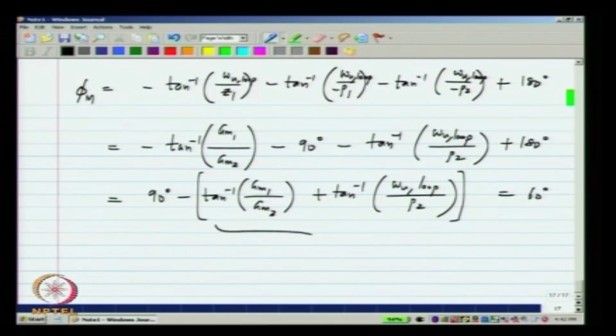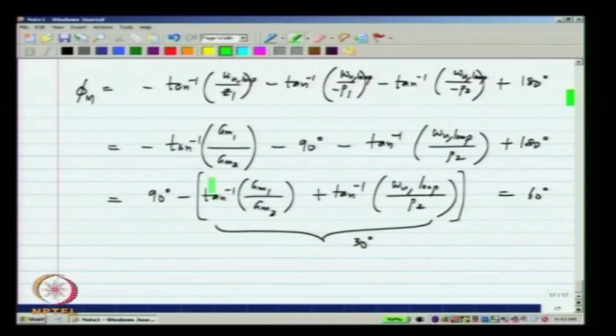So, what does this mean? The sum of these two should be 30 degrees. Now, it is up to us to apportion the 30 degrees between these two. We can have a large phase lag due to the 0 or the pole, but the sum of them has to be 30 degrees. Now, if you make one of them very large, the other one has to be made very small, and that is usually very difficult.